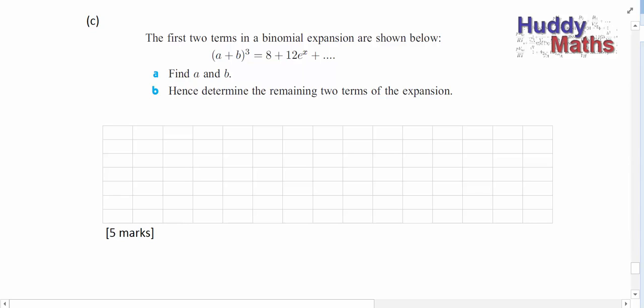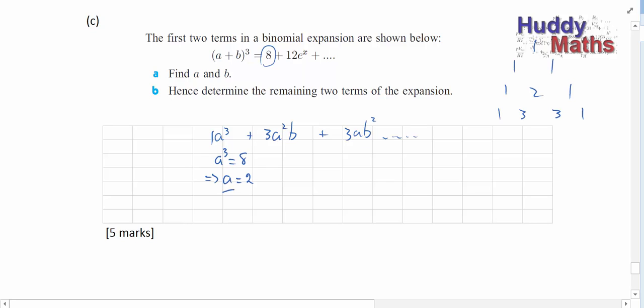Now, if you wrote these terms down usually, it'd be a cubed, no b, then a squared b, and then a b squared. And it would keep going. And Pascal's triangle says you'd have coefficients of 1, 3, 3, 1. So we would have 1 there, 3 here, 3 here, and so on. But hang on, the first 2 terms are 8, so a cubed must equal 8, which implies the cube root of 8 is a, which is 2.